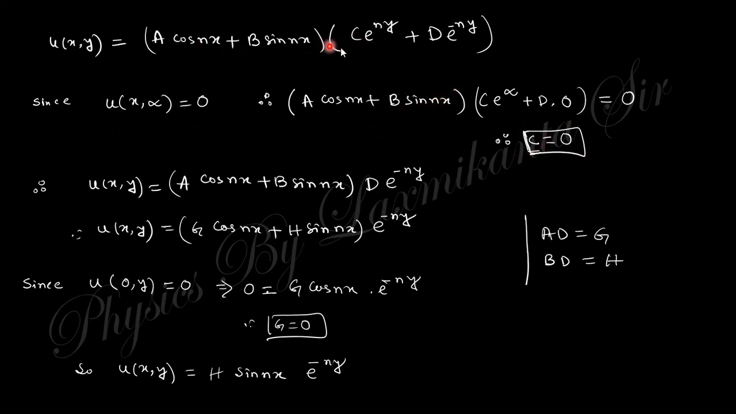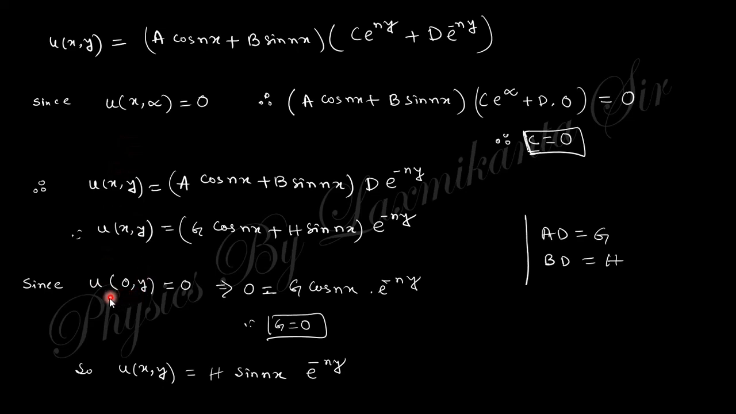So if we put c as 0, you will get this expression with e to the power minus ny. So you can multiply a into d and take it as g, and b into d and take it as h. So you just reduce the constants, because there is a possibility to reduce the constants such that we can find out the value of the constant. There is no problem in reducing the constants, because a constant into a constant just gives another constant, right?